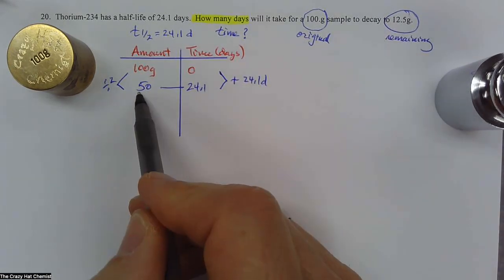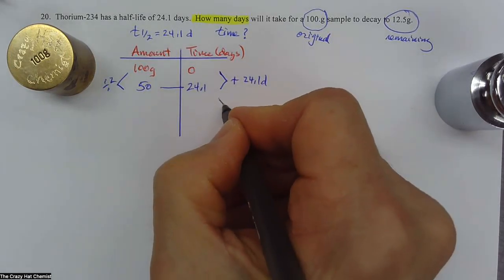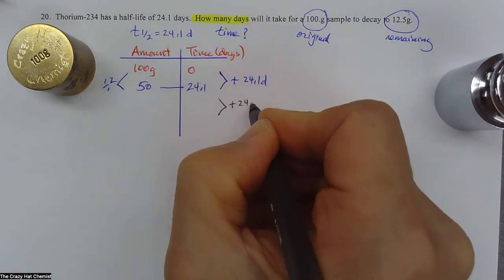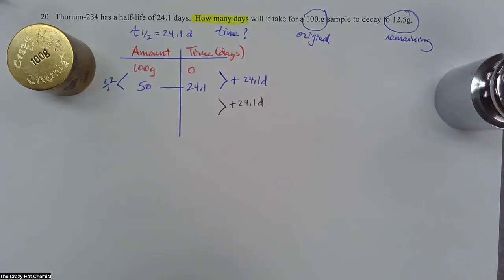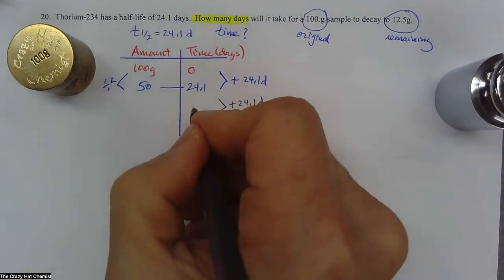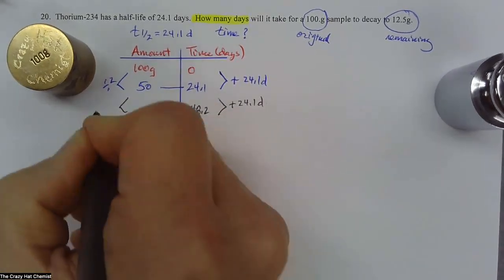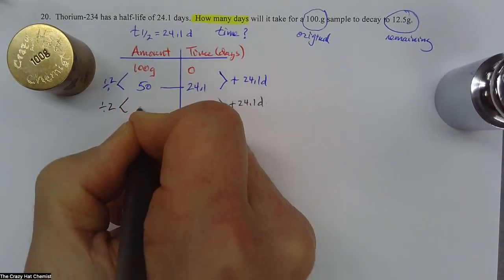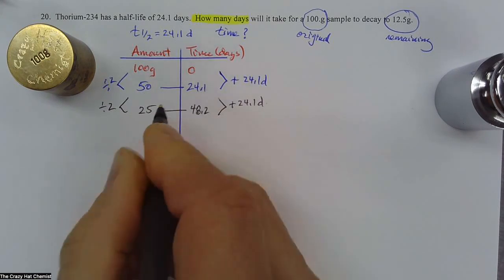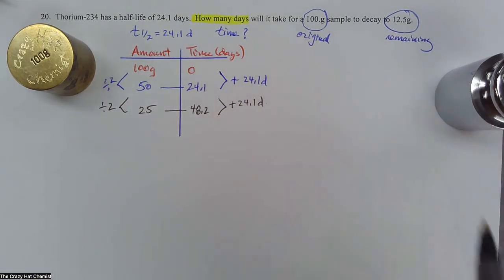That's not 12.5, so I need to keep on going. So I'm going to add 24.1 days to this, and I will get 48.2 days. Divide this 50 by 2, and I will get 25 grams. The 25 grams does not correspond to the 12.5. No, it certainly does not.